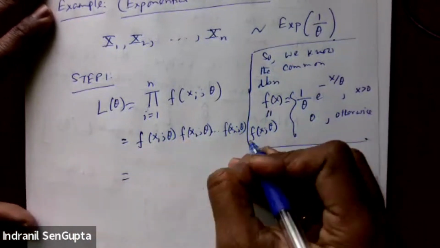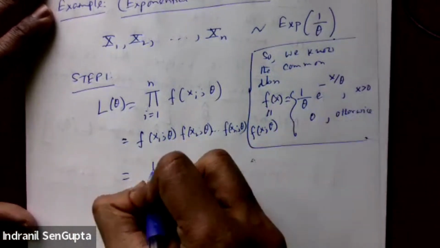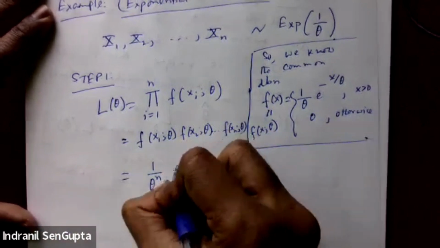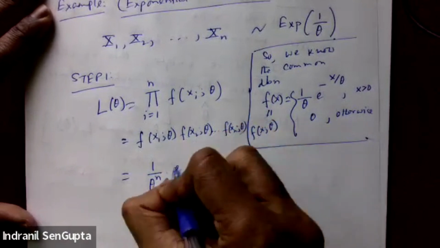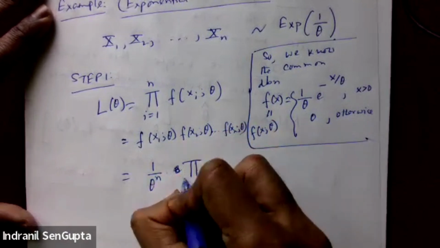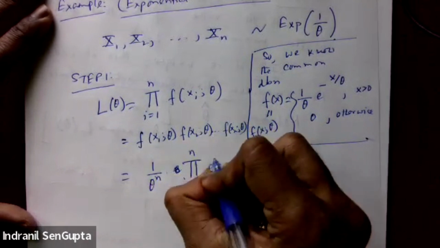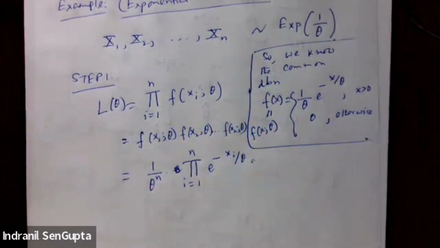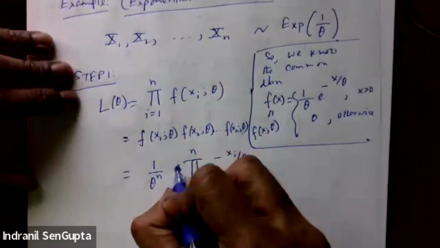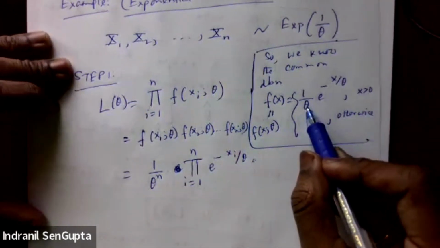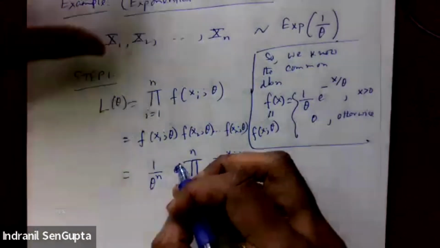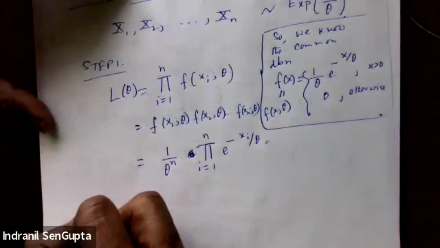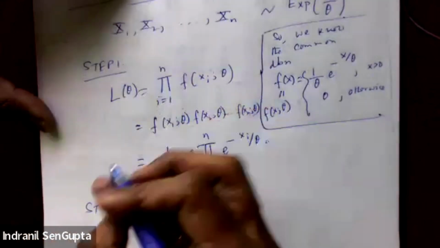So really speaking, theta is multiplied n times, and then we have e to the, it's a product, let me just write the product notation, i from 1 to n, e to the minus xi over theta, right? That's it. I just pulled out 1 over theta because every term has 1 over theta. So we're multiplying n of those. So it's 1 over theta to the n, right? Okay, step 1 done. The likelihood function is found.